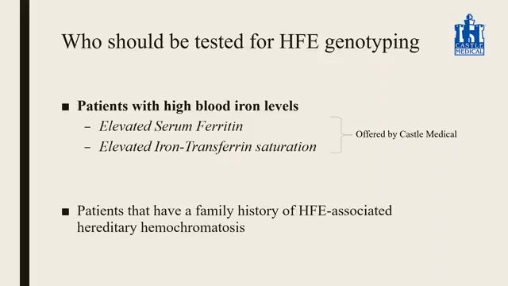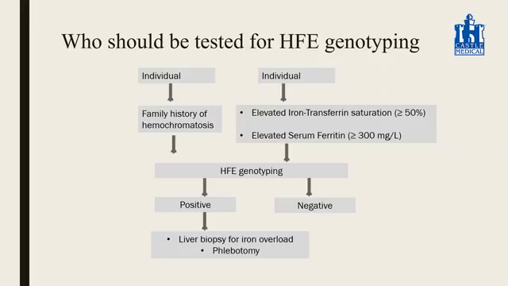Now this is a flow chart representing who should go for this test. Again, I will just tell you the same thing. If a person has a family history of hemochromatosis, he should go for this test. Similarly, a patient who has elevated iron transferrin saturation of more than 50% or elevated serum ferritin of more than 300 mg per liter should go for HFE genotyping. And if HFE genotyping comes back positive, then the physician orders a liver biopsy to see whether the liver has a lot of iron accumulated.